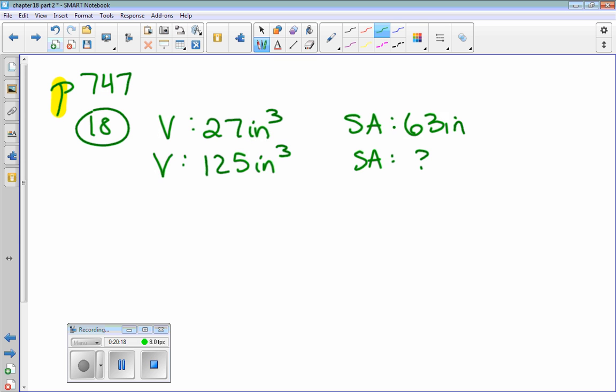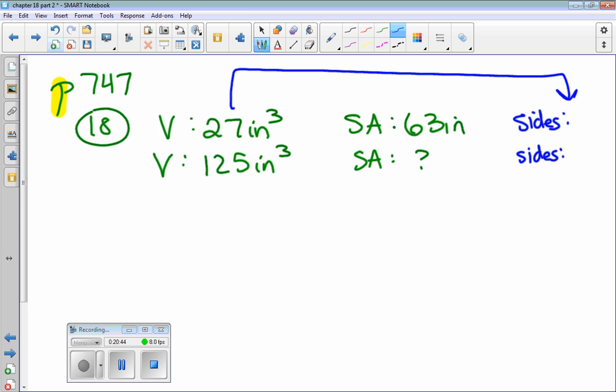Okay? Well, we should know that we can't do anything unless we have the ratio of the surface areas. So I need to work backwards to figure out what that is. So what I want to do is find the ratio of the sides. Would you agree? Or the perimeters if you wanted to, since they have the same. How do I go from the volume to the sides?